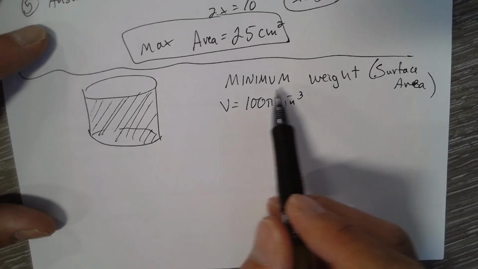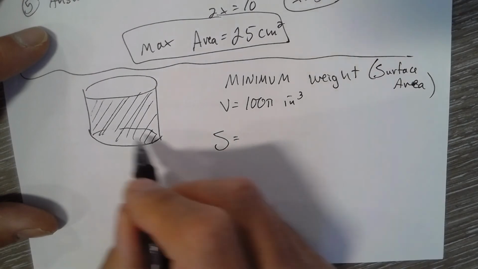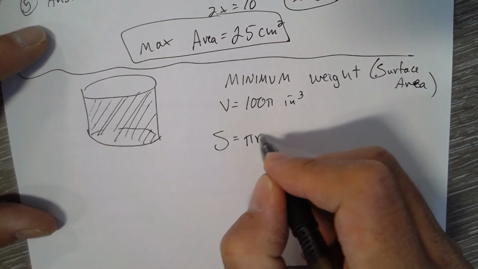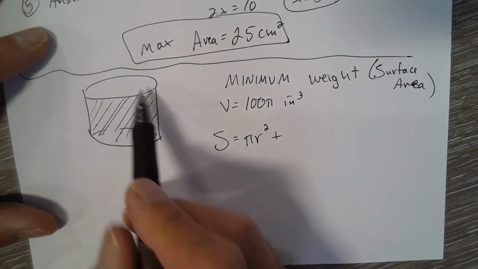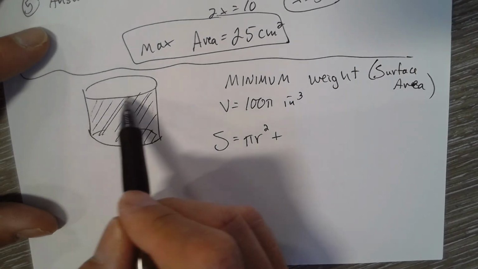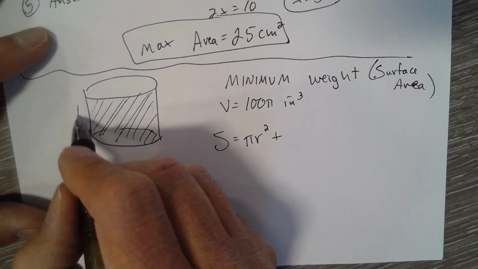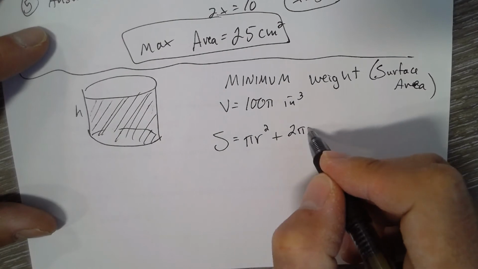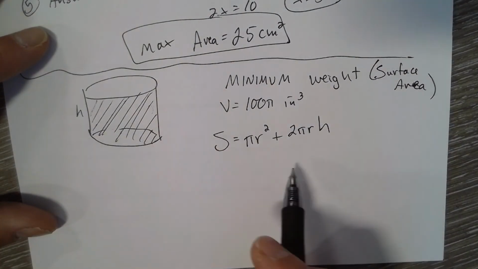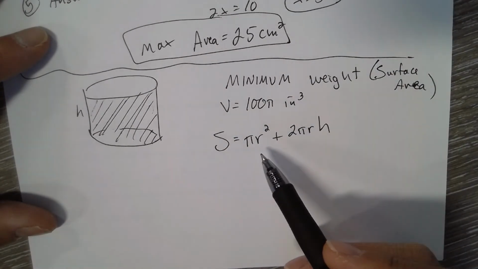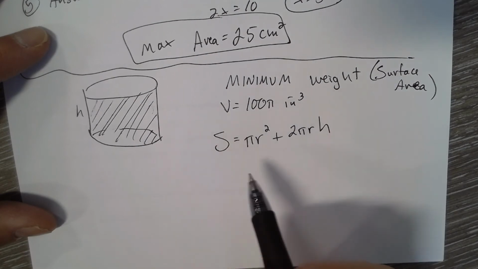Alright, so if we're minimizing surface area, I'll do capital S for surface area. That's the area of the bottom plus the lateral area, which is, you can imagine unwinding this, and it's 2 pi r all the way around times the height. So it's 2 pi r times the height is the lateral area. So there's our equation. Problem is we have more than one variable over here, and we haven't used the fact that the volume is 100 pi.